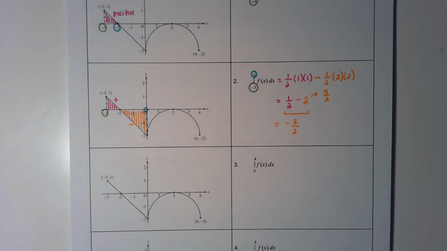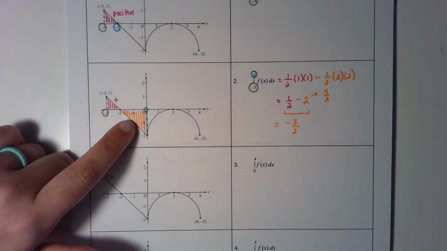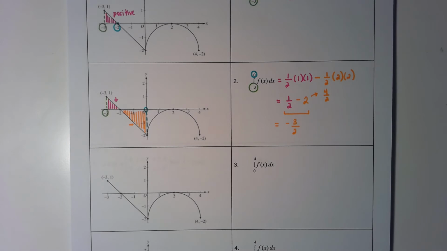Now that makes sense that my final answer is negative because the size of the area that's below here is bigger than the size of the area that's above. So that means that when I find the total area, the final answer is going to be negative because more of that area was below.